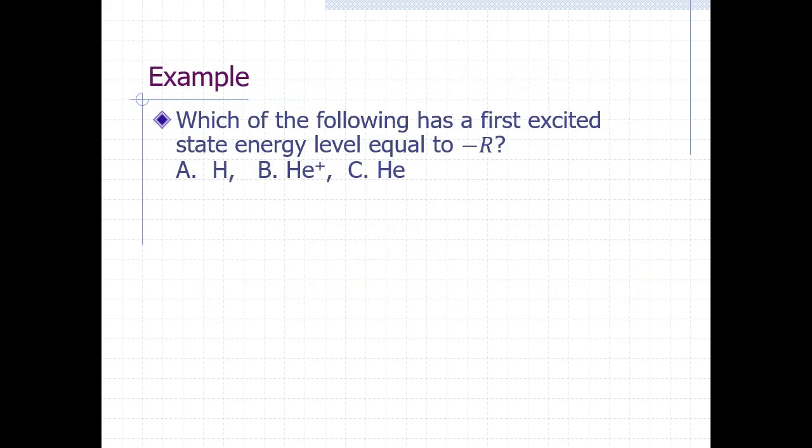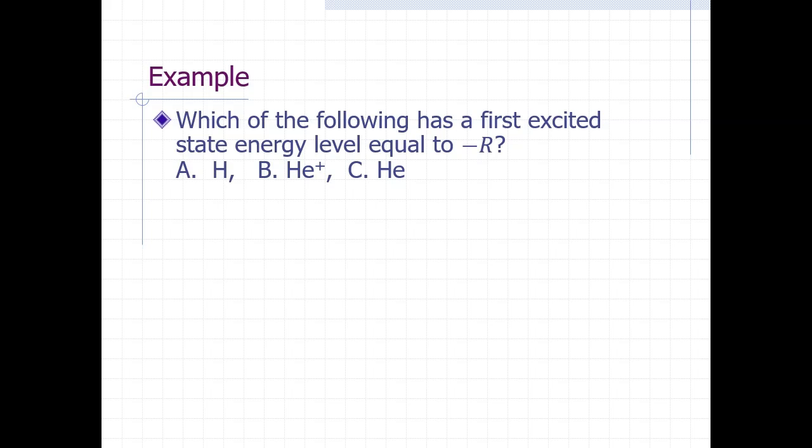Let's apply the formula for the allowed energies to this question. Which of the following has a first excited energy level equal to -R? A. A hydrogen atom. B. A helium ion with a charge of +1. Or C. A helium atom. Pause the video to figure it out, then resume when you're ready to check your answer.